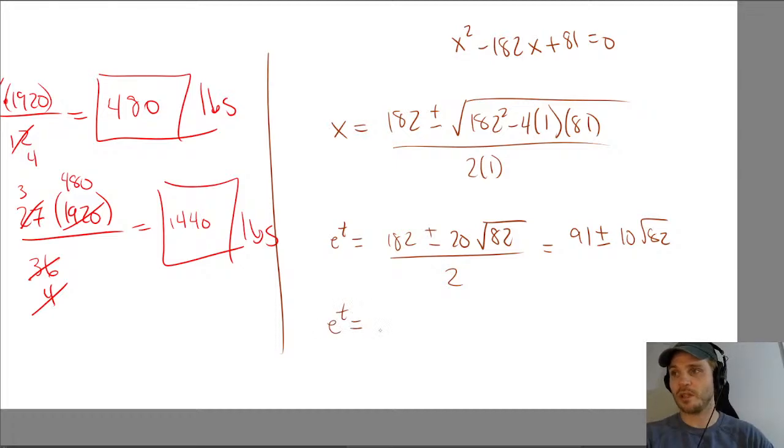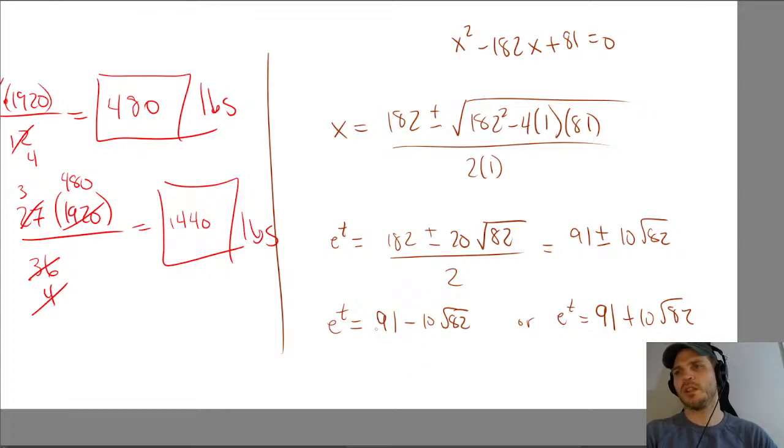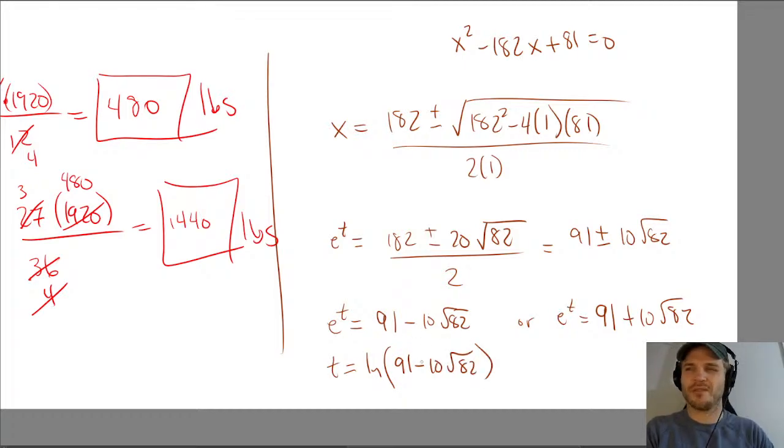So if e to the t equals 91 minus 10 root 82, or e to the t equals 91 plus 10 root 82, we take the log of both sides, and t equals log of 91 minus 10 root 82, and I don't see any fancy tricks to simplify that in any kind of way. Not that there aren't any, but I just don't see any. And yeah, these are the times.